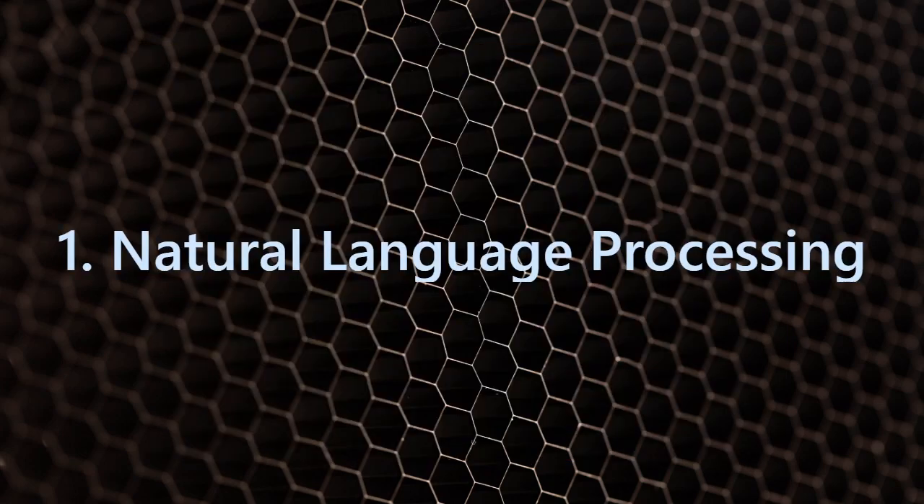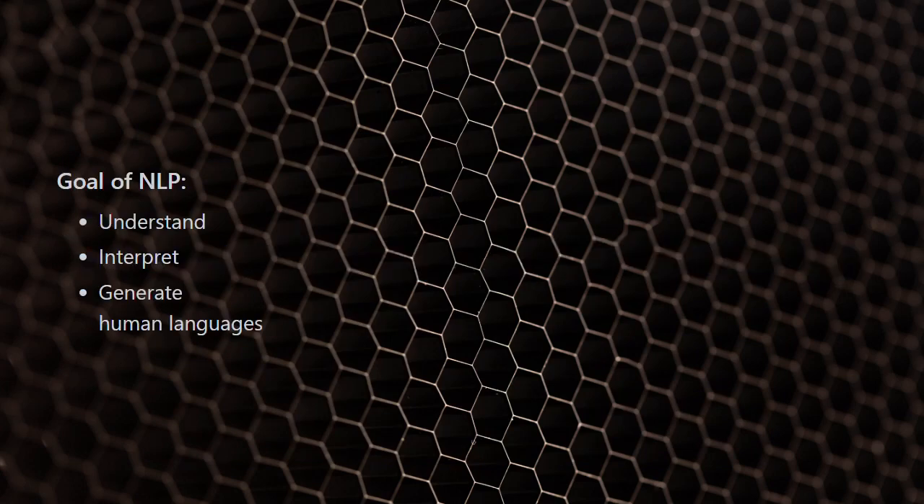Let's start by discussing the goal of natural language processing. Natural language processing, or NLP, is a field in computer science and artificial intelligence concerned with the interactions between computers and human languages. The goal is to enable computers to understand, interpret, and generate human languages in a way that is both meaningful and useful.